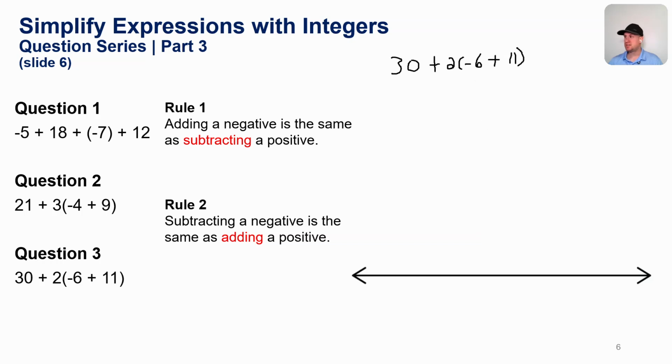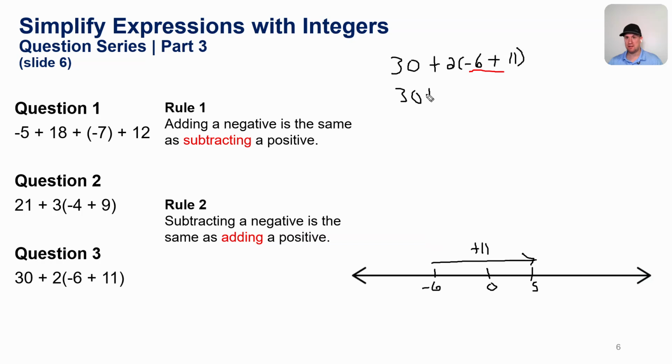So I'm going to first again start with the parentheses, -6 plus 11. So -6 plus 11 means I'm starting in the negatives. I'm going back to the right 11 units. It takes me 6 units to get to 0, and then I have 5 more units after that. So 5 is my answer for -6 plus 11.